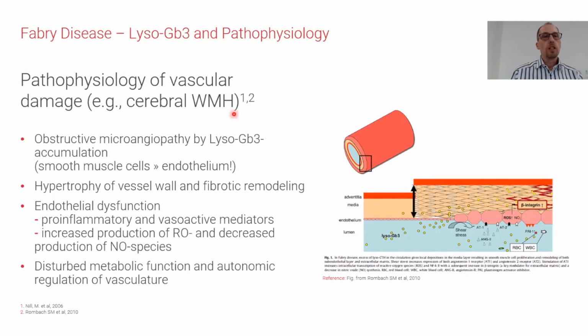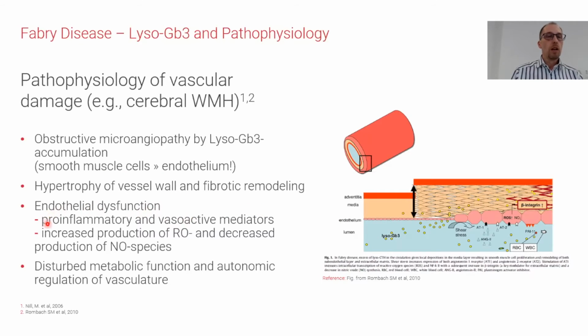Looking at the pathophysiology of the vascular damage, you got a very complex situation. There is not the one and only reason. For instance, you got pathophysiological impact just by obstructive microangiopathy, by lyso-GB3 accumulation. The accumulation takes place in the smooth muscle cells much more than in the endothelium of the vessel, and it finally leads to an obstructive microangiopathy. But it's not only the obstruction, it's also a hypertrophy of the vessel wall and a fibrotic remodeling of the vessel wall, and it's endothelial dysfunction.